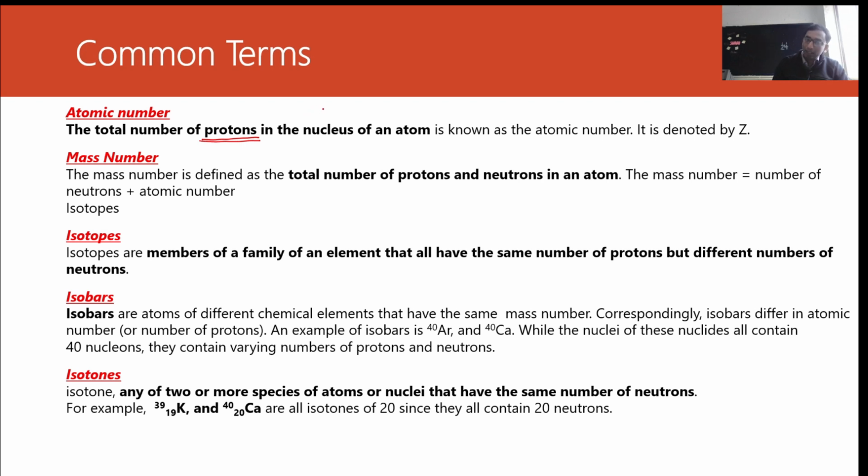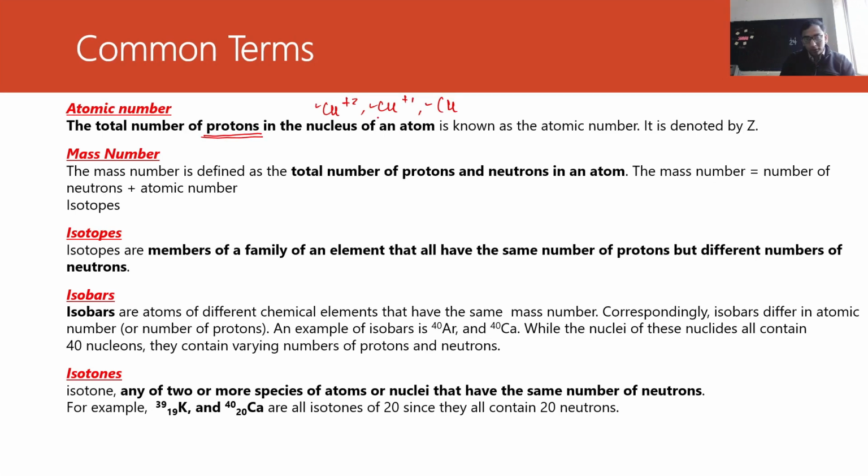But when you are discussing ions, say for example copper plus 2, then copper plus 1, and then an atom of copper, the atomic number is the same for all three, because the atomic number is the number of protons, and the number of protons in all of them is the same. You might remove 1 or 2 electrons to make the ions, but the atomic number stays the same. Mass number is the total number of protons and neutrons inside the nucleus of an atom. The sum total of protons and neutrons is represented by A, the mass number, and atomic number is represented by Z.